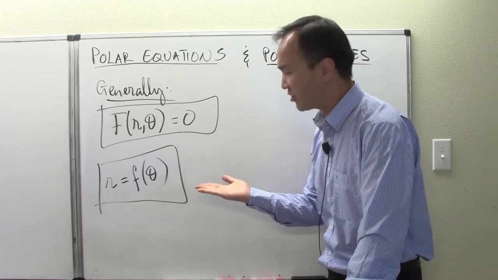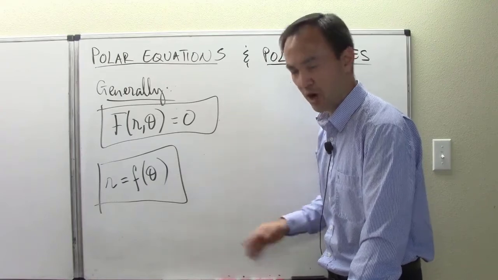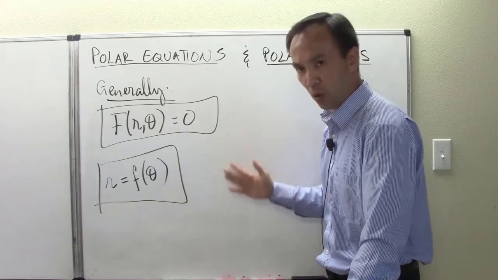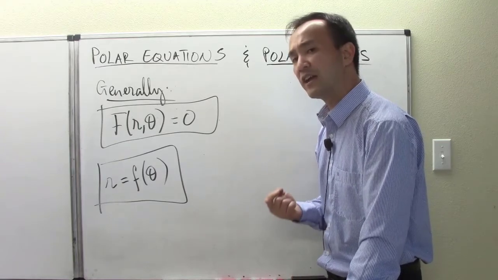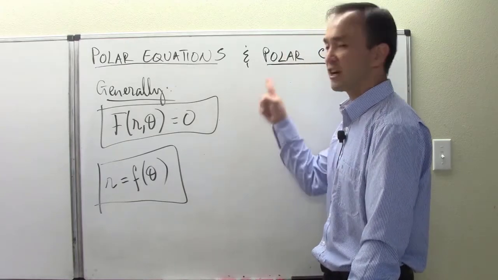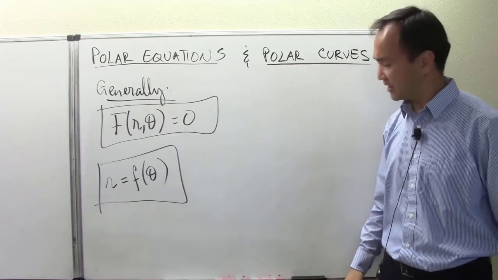there will always be a graph for that equation. Any polar equation will have a graph. The graph of any polar equation is regarded as a polar curve.